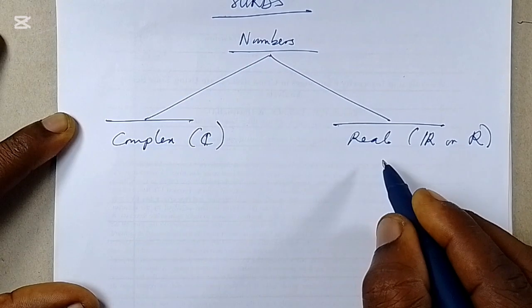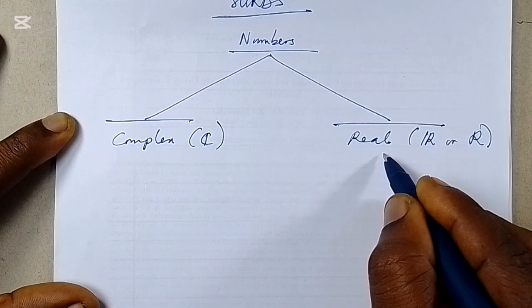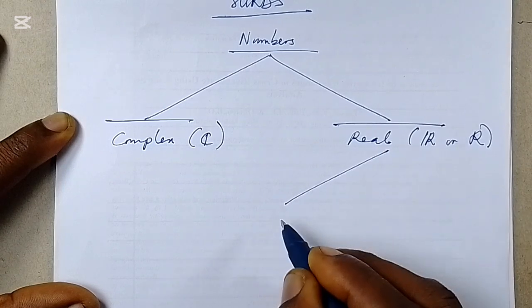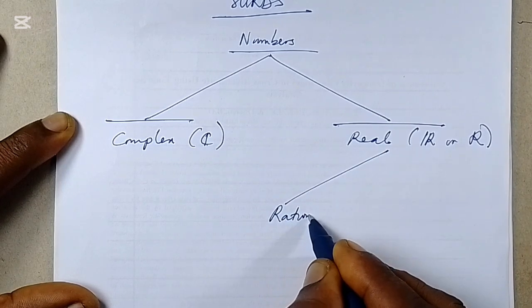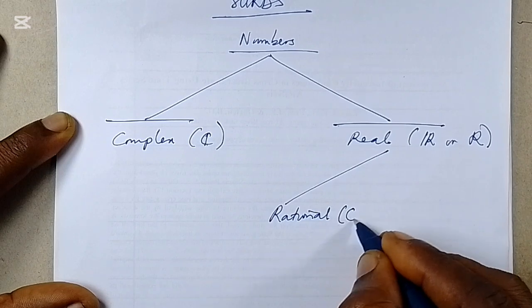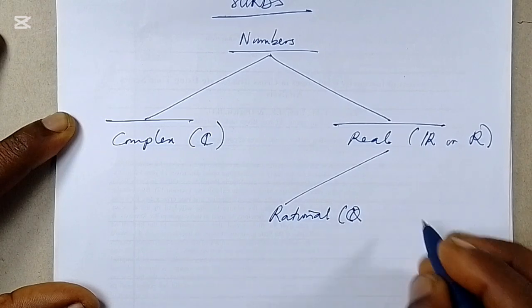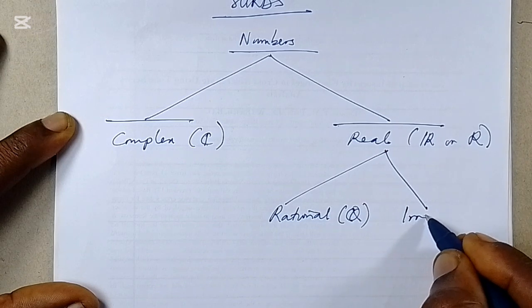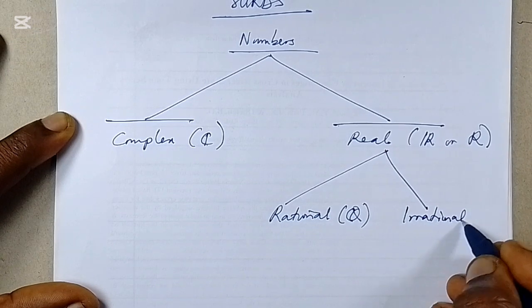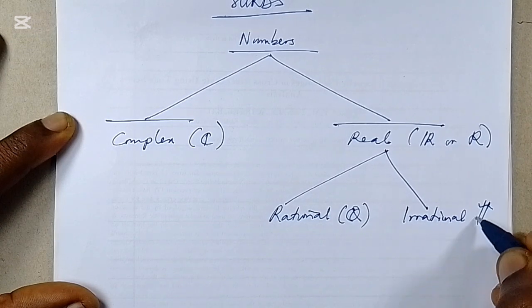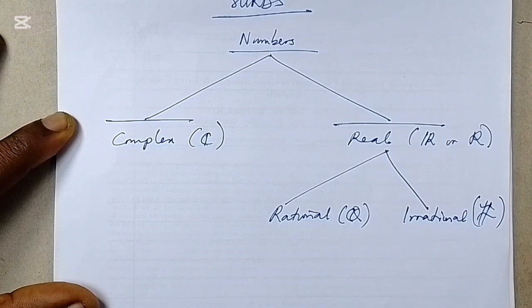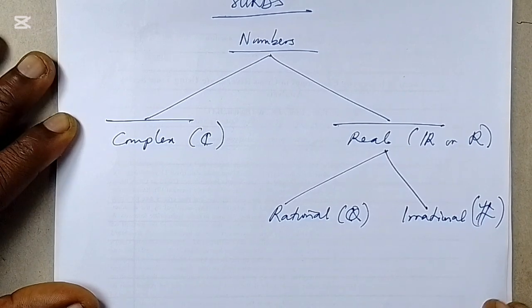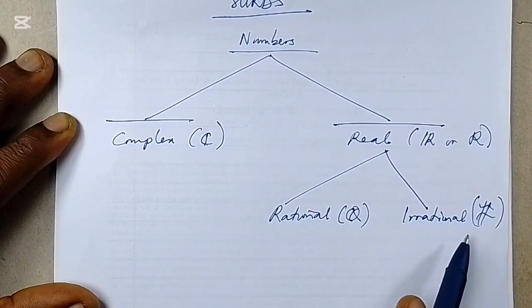Let's come over to the real number system. Under the real number system, if a number is real, it means that the number is either rational, represented with this kind of Q, or irrational. I'm going to be using this type of F to represent an irrational number system. So if a number is real, it is either rational or irrational.